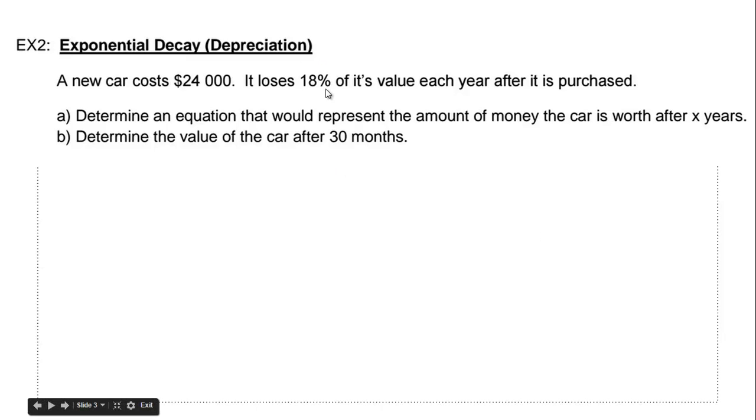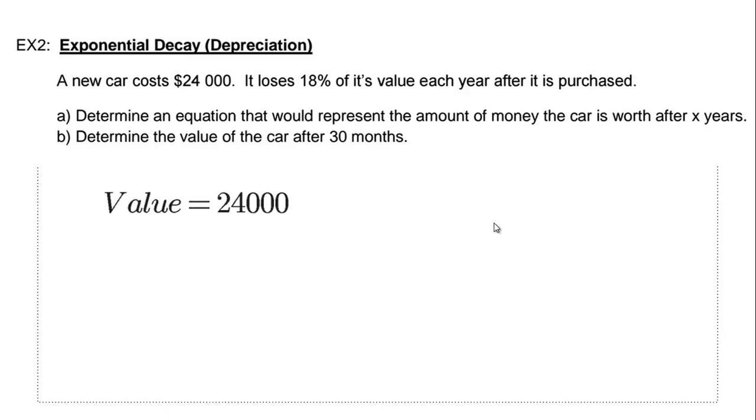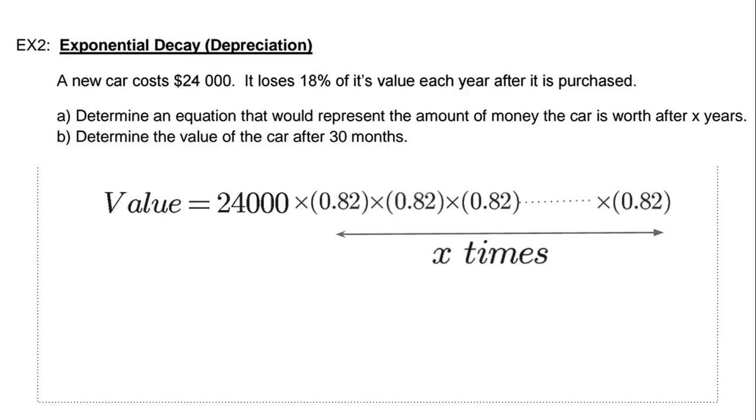Determine an equation that would represent the amount of money the car is worth after X years. So the question is, what percentage do you have left? Because that's what we multiply by every time. So we start with our value of 24,000, and to create the equation, we're just going to multiply by 0.82, which is the 82% left. And we're going to do that a whole bunch of times. We don't know how many times. It's a little misleading writing it this way because it does kind of assume that we have to do this a whole number of years.